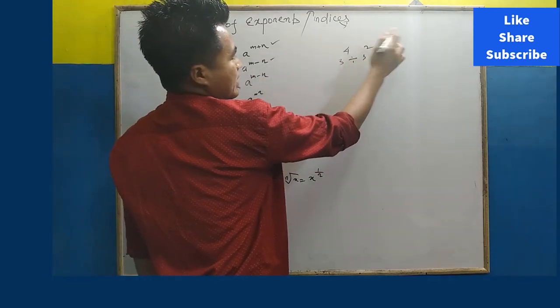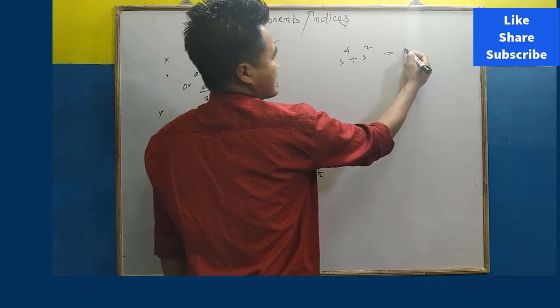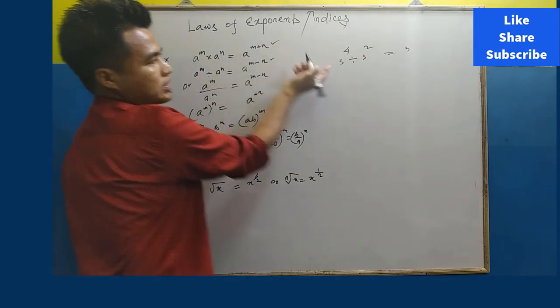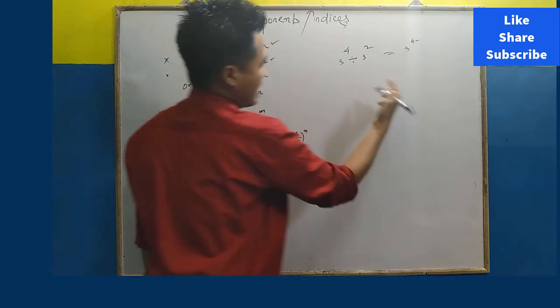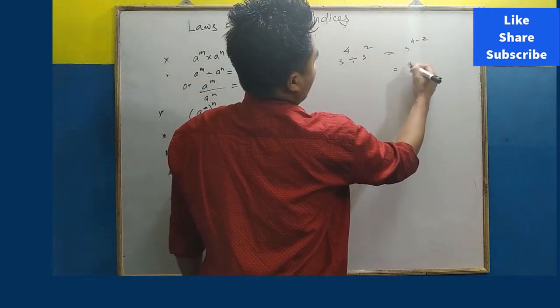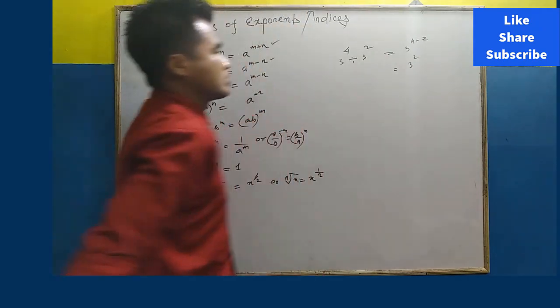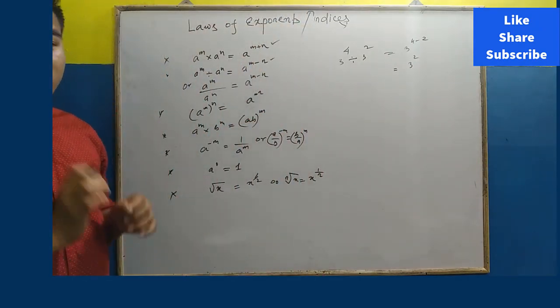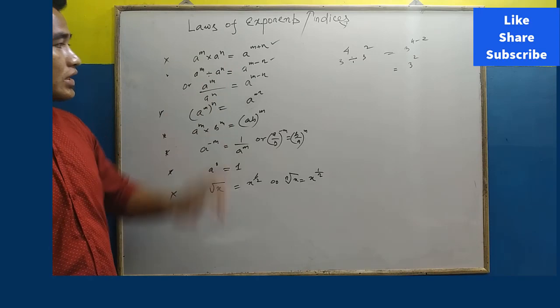So here a is 3, and by the second law it is a to the power m minus n. Here m is 4 and n is 2. So this is equal to 3 to the power 4 minus 2. I hope you understand how to apply the second law.